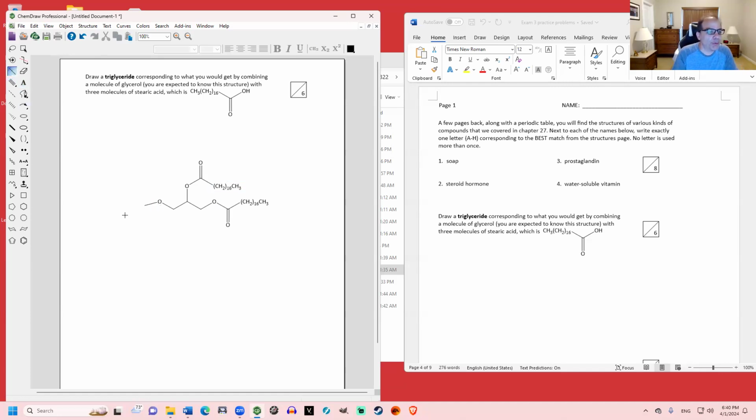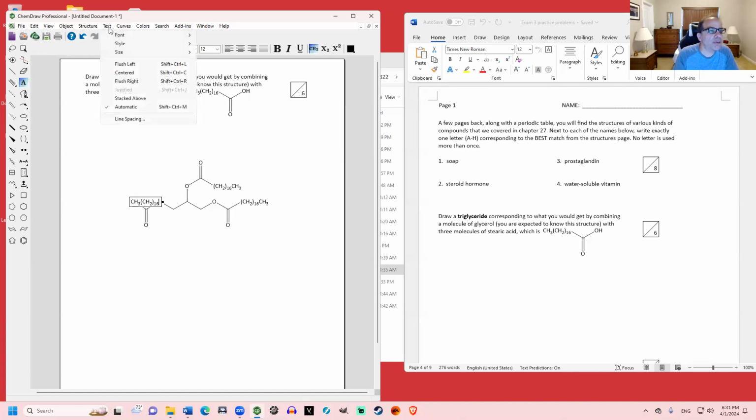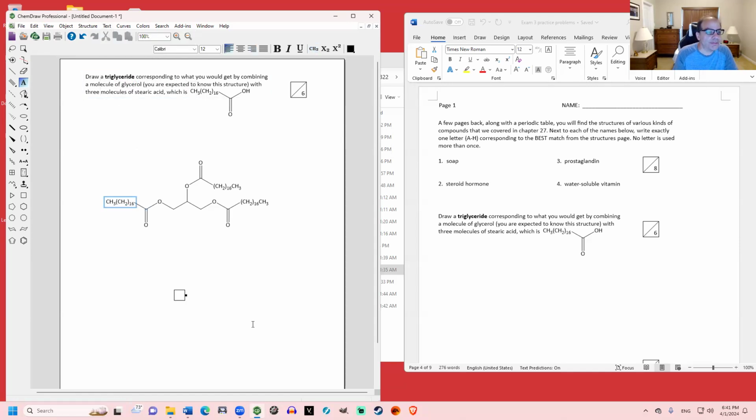And then last but not least, we'll do the same on this oxygen. So C double bond O. I can never remember if I need flush right or flush left. Yes, there we go. So there's your triglyceride. It's a triester of glycerol, which is 1,2,3-propane triol with 3 fatty acid molecules.